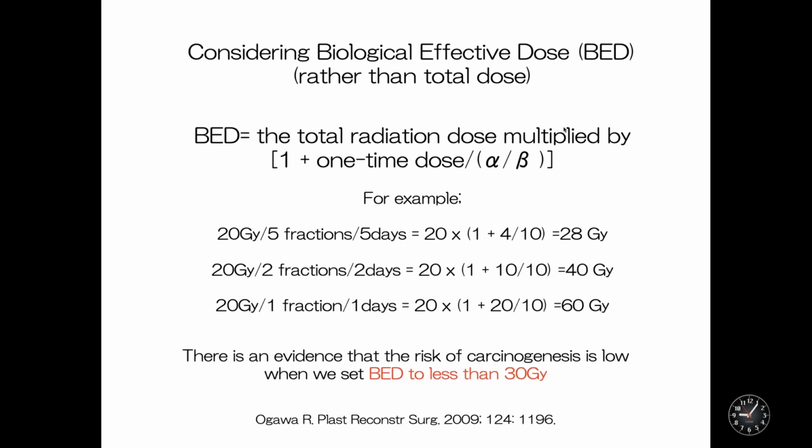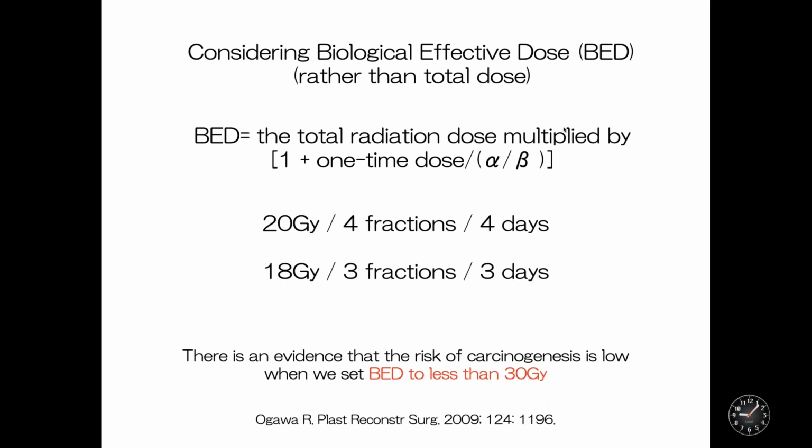So actually, we have considered the biological effective dose. In the case of keloid, alpha/beta seems to be 10, and there is evidence that the risk of carcinogenesis is low when we set the BED to less than 30 Gy. So BED 30 Gy equals 20 Gy in 4 fractions over 4 days, and 18 Gy in 3 fractions over 3 days. So the high tension area was treated by 18 Gy in 3 fractions over 3 days in recent years.